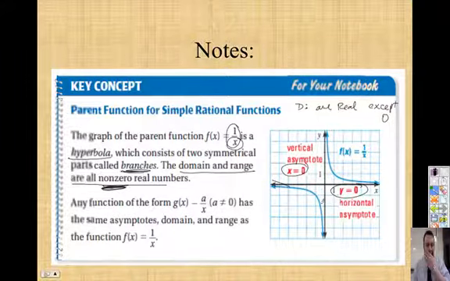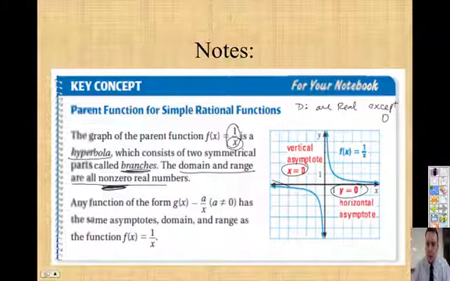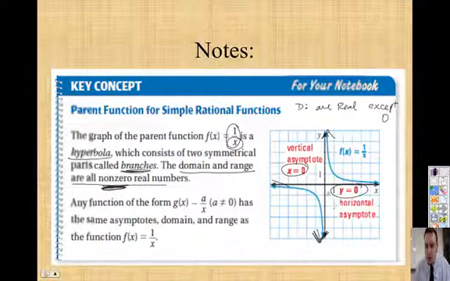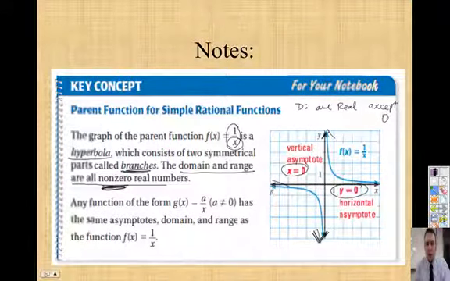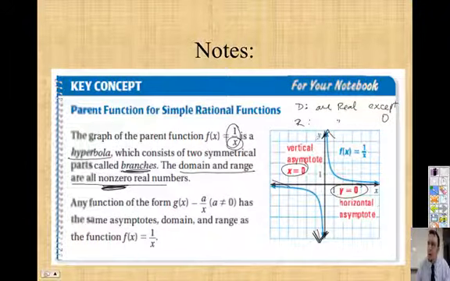Here's how I do the range. I look up and down, right? Range is y value. So it keeps on going up and it keeps on going down. But what doesn't it ever touch? It never touches this thing right here. So basically your range is all real numbers except 0 as well. So range, I'm just going to put that tick mark there. All real except 0. So there you go.